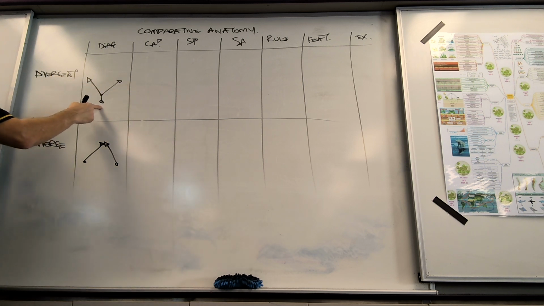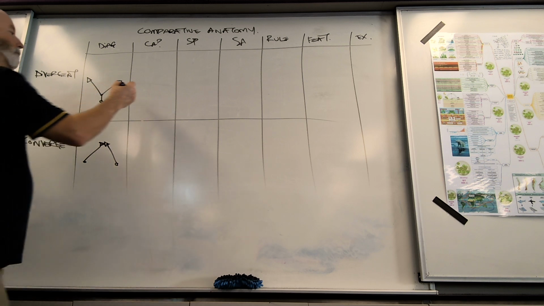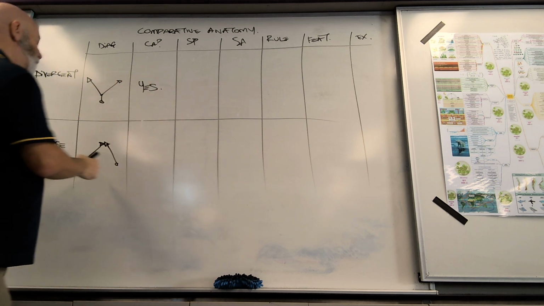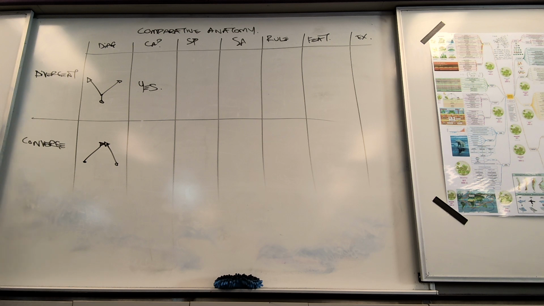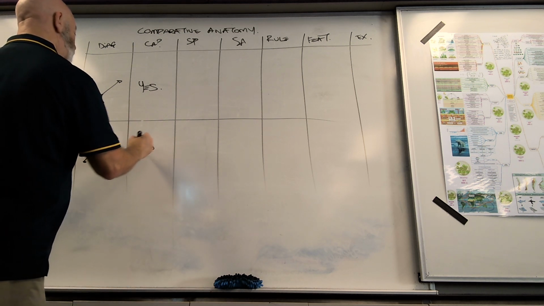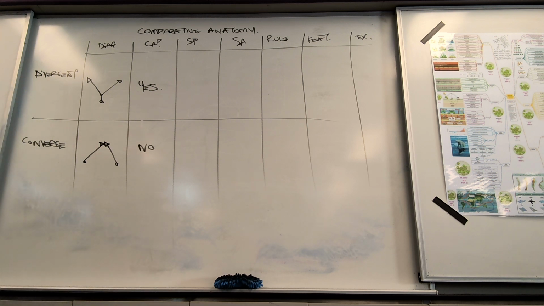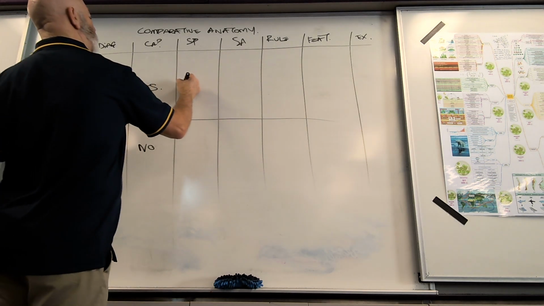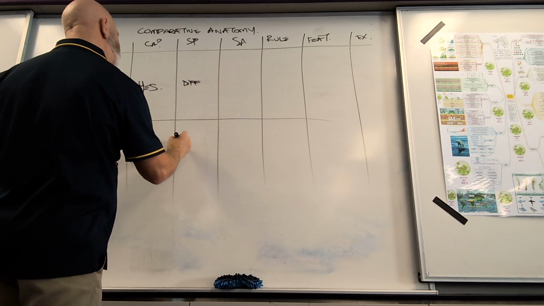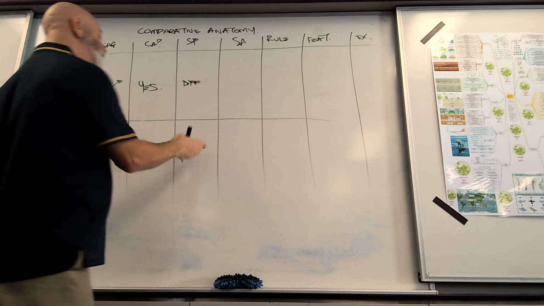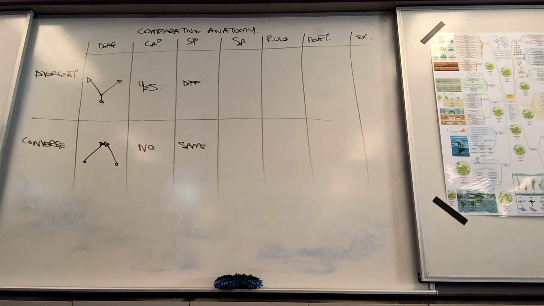Common ancestor, do these ones have a common ancestor? Do they have the same ancestor? Yes. Do these guys have the same ancestor? No. Selection pressures. When we did speciation, what made the two groups become more different? Different selection pressures. And here we've got the same selection pressures. So they want to be more similar. Okay?